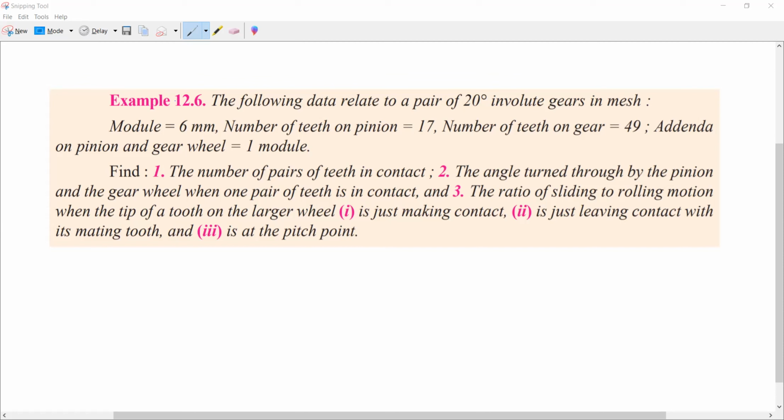So this is the example we are going to solve today. Note down the question, everyone. Online students, be ready with the notebook, pen, and scientific calculator. Yes, please note down the question fast.